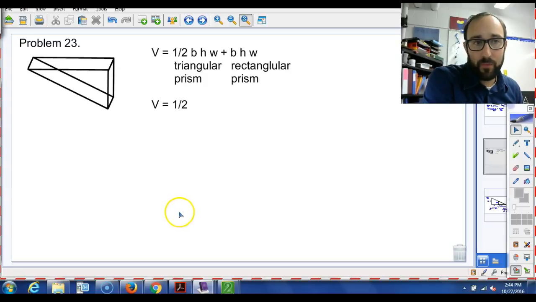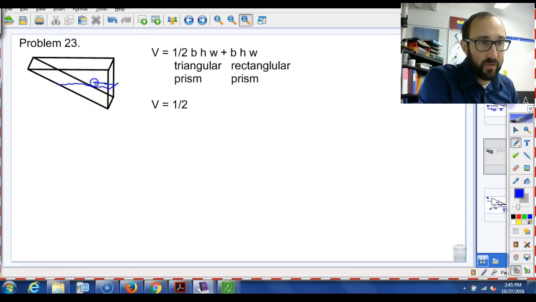Hey everyone, here's a quick help with problem number 23 from section 2.6, related rates. So that's the one with the pool, and there's water, and let's just see if we can draw a little bit of water in there just to get the idea. And so we have this whole thing, okay? So there's our water, and it's getting filled up and all that kind of stuff.